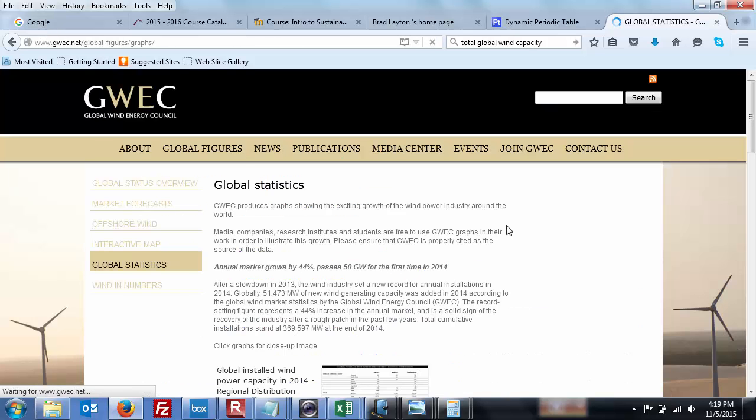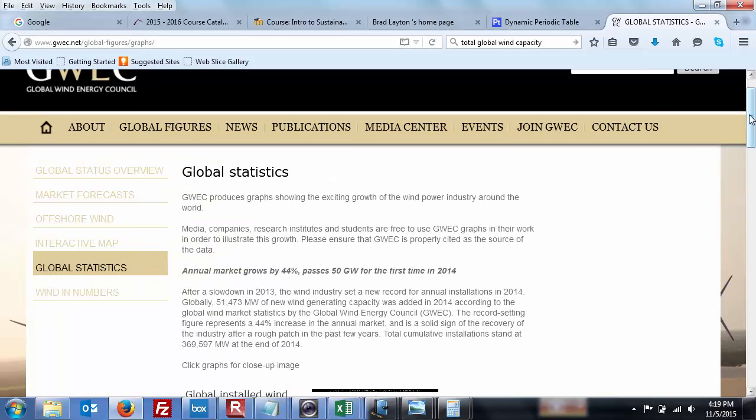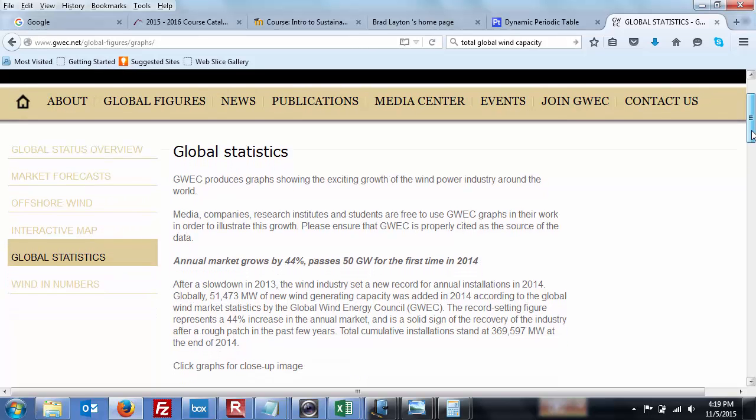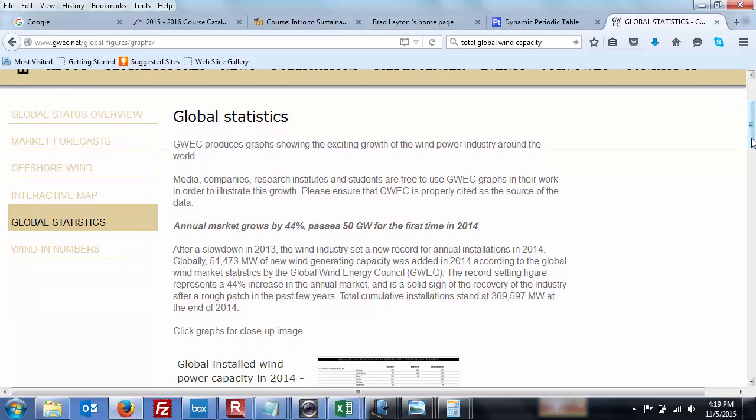So 51 gigawatts, according to this Global Wind Energy Council. New record in 2014. Globally, 51 gigawatts was added. So the world in 1 year added a quarter of what was on the planet in 2010. So yeah, it's pretty impressive.